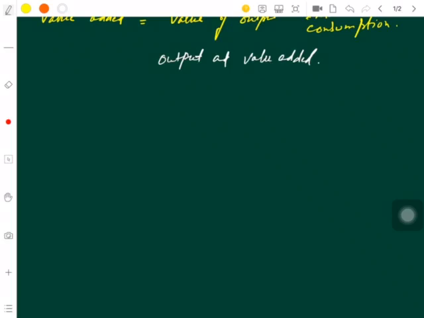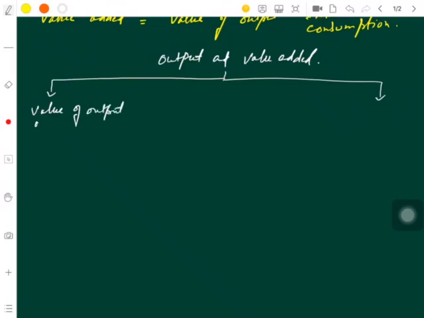So let us first bifurcate it into two. First is value of output of a production unit. Second is value added by a production unit. Please listen properly to what I am saying. It is value of output of a production unit and value added by a production unit.